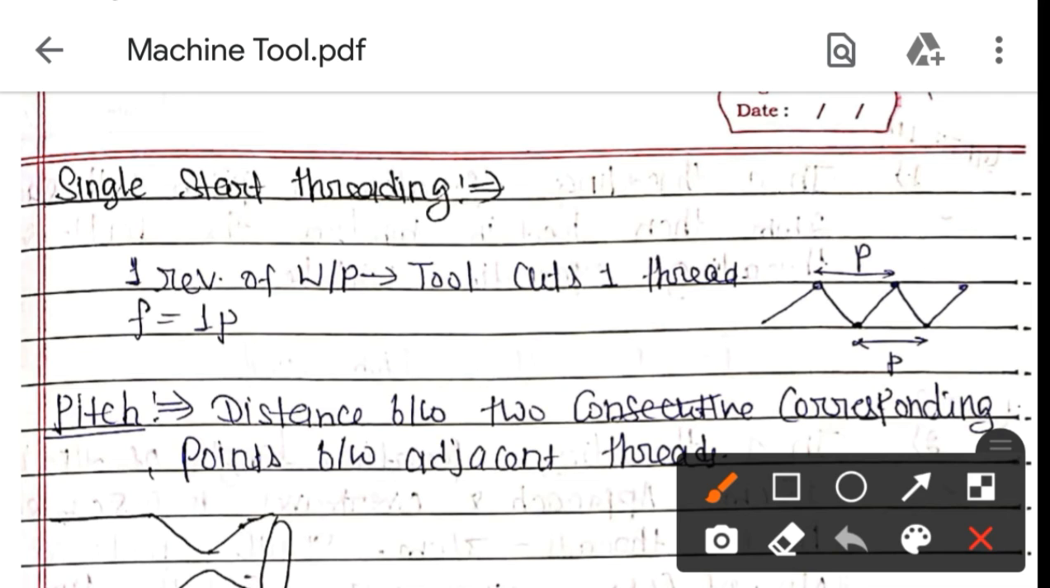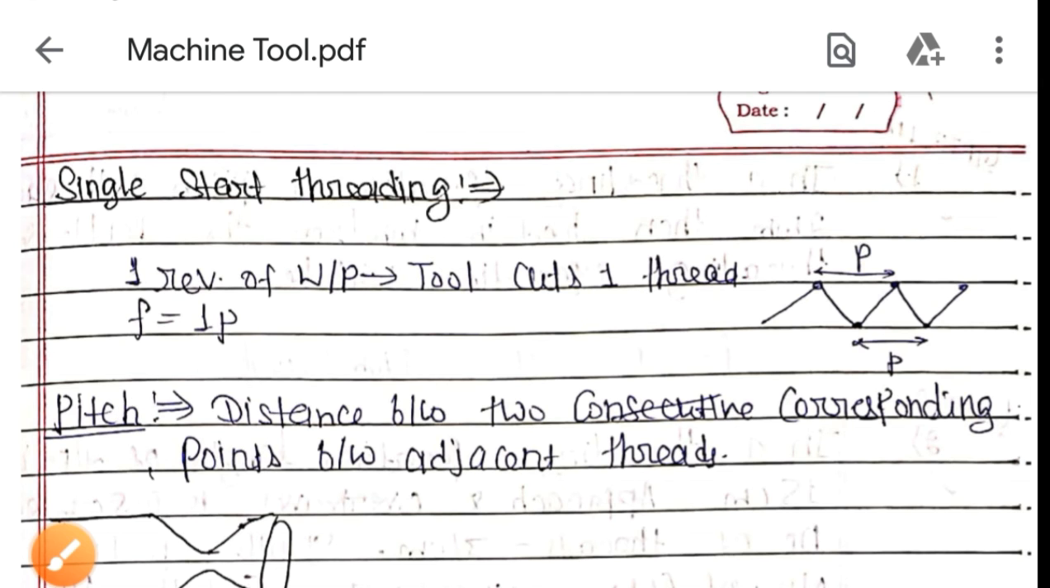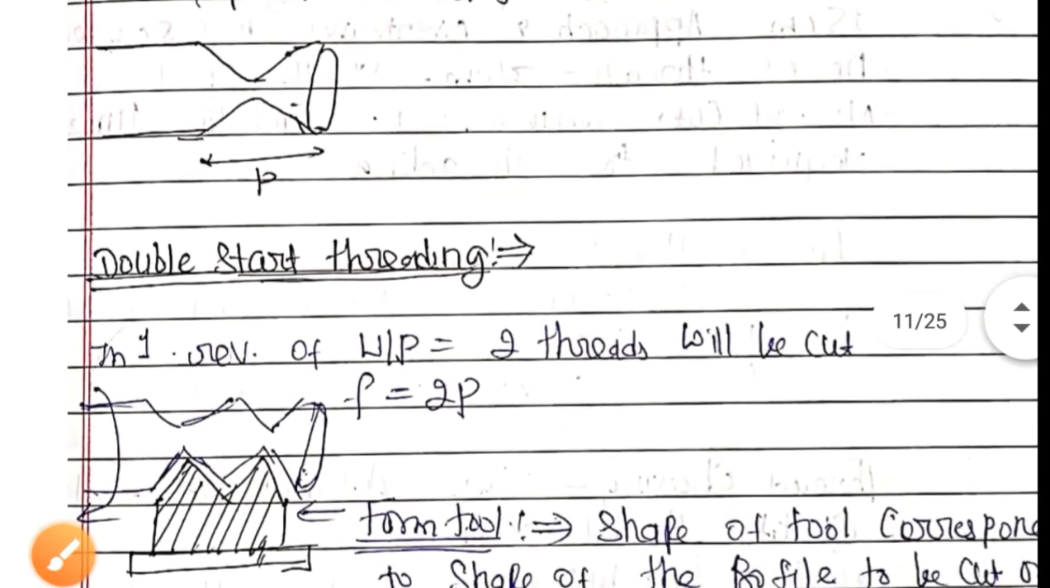Okay, and here one important thing that comes is pitch. Pitch plays a very important role in threading. So in threading, what is pitch? Pitch is the distance between two consecutive or corresponding points on two adjacent threads. Means the distance between this point and this point is known as pitch in threading. This is single start threading.